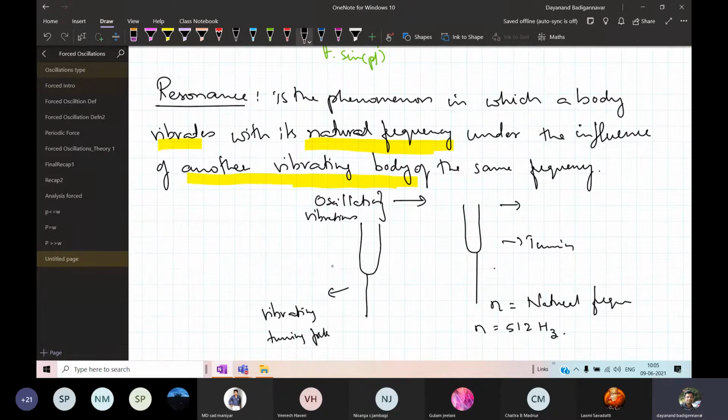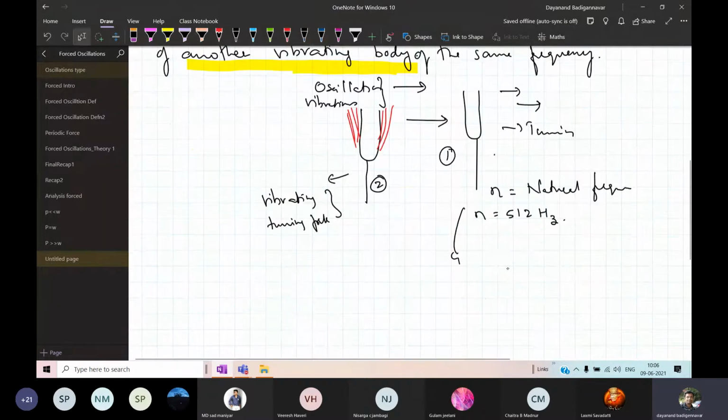Okay. So it is vibrating. Now what happens if I bring this vibrating tuning fork, I will mark it as the second one, near the first one? This is a vibrating tuning fork, vibrating about the mean position. If I bring this second tuning fork near the first tuning fork, the first tuning fork will also start vibrating.